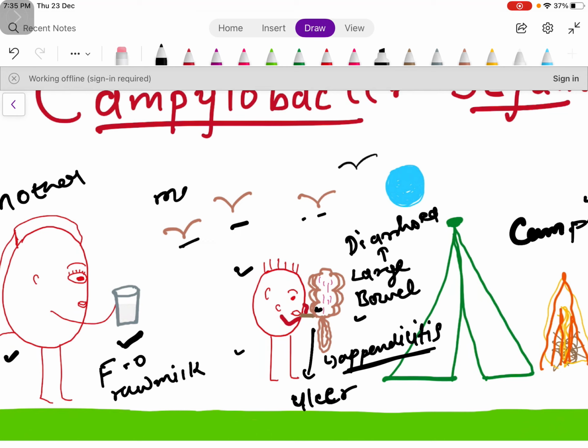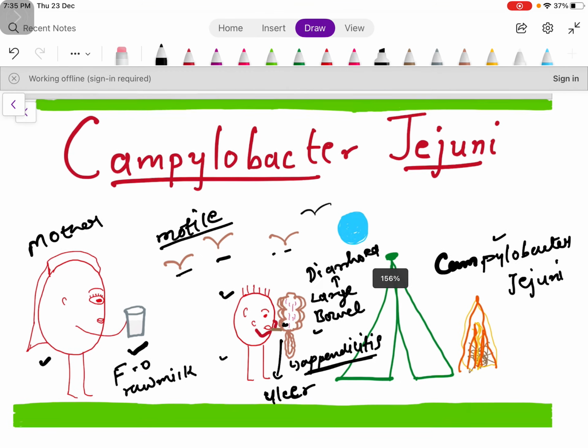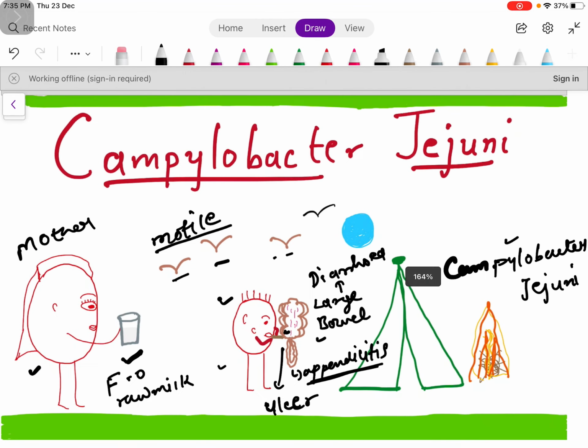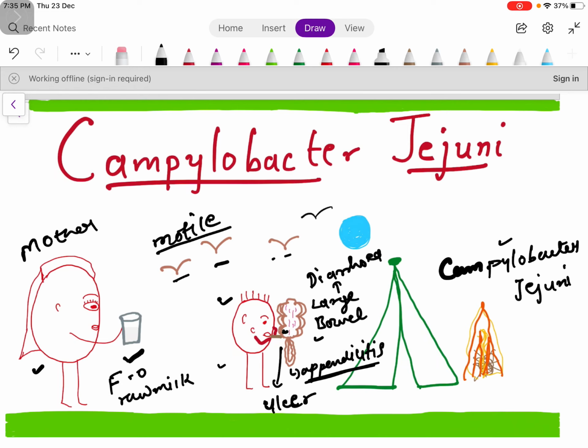Then these flying birds will help you remember the feature which is motile. So this is the easiest way in which you can remember the whole Campylobacter jejuni, with this very simple picture.